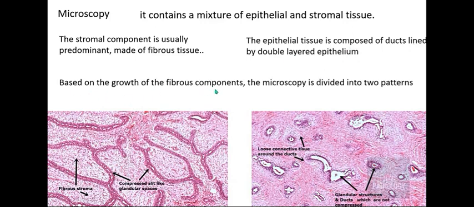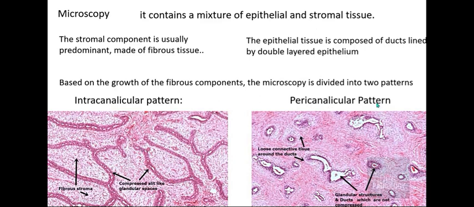Okay, because the fibrous component is predominant, based on the growth of the fibrous component, the tumor is divided into two patterns. One is the intracanalicular pattern and two is the pericanalicular pattern. Intra is actually a misnomer. The fibrous growth does not grow inside the ducts. It is called intracanalicular because the proliferation of fibrous stroma is so much that it compresses the ducts into slit-like spaces. Okay, so that's why it's called intracanalicular pattern.